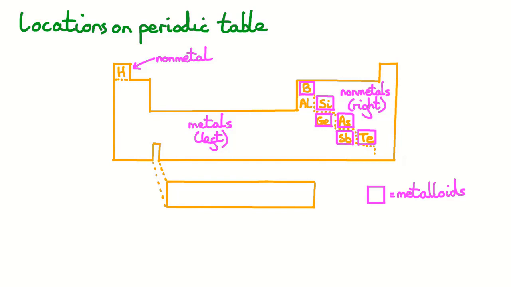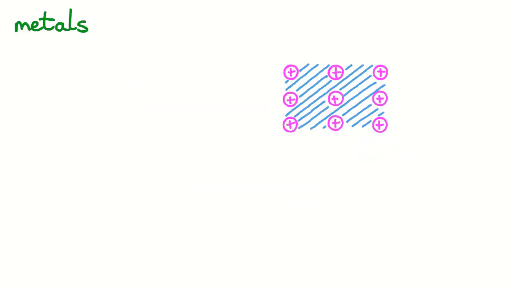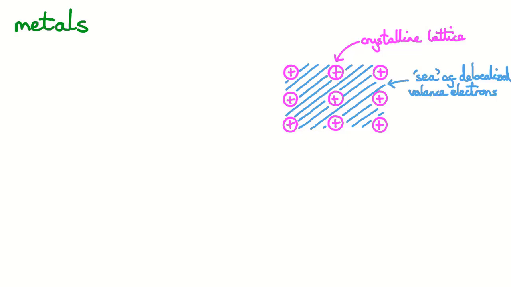To understand the properties of metals, we need to remind ourselves about metallic bonding. The atoms in a metal are arranged in this regular crystalline lattice shape. In between this, we have a sea of delocalized valence electrons. These delocalized electrons can flow throughout the lattice. It is this specific structure which can lead to some of the properties of metals.